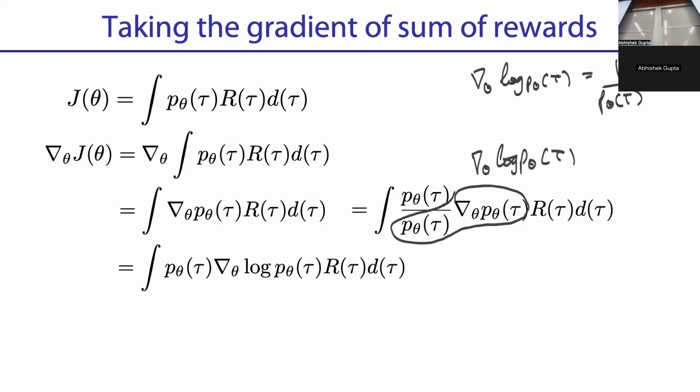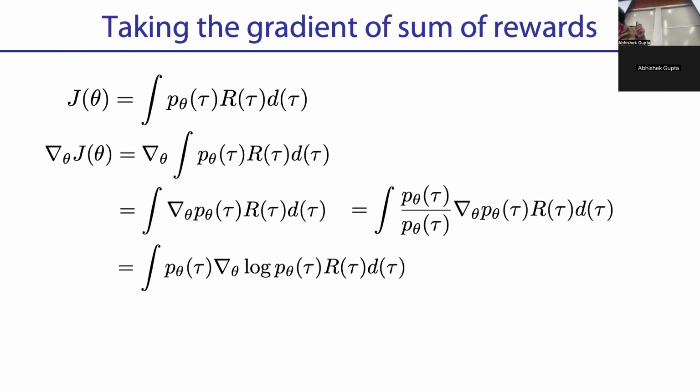So now we can regroup or rewrite these terms as p theta tau times grad theta log p theta tau r tau. But it's an expectation now. So the good thing is that it's an expectation. This thing is your p of x. This thing is your f of x. And if it's an expectation, I can compute it with samples. So you rewrite it as an expectation under p theta tau of grad theta log p theta tau r tau.